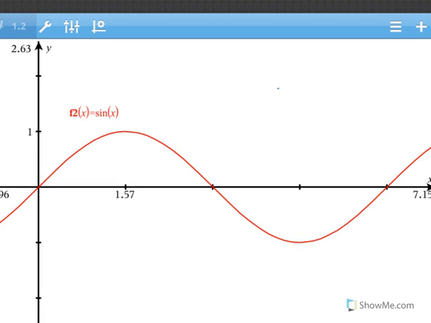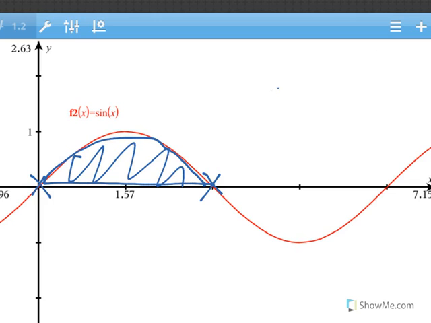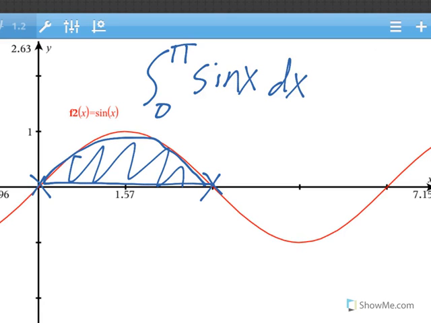Here is another example of how to find the area under a curve, sine of x. If you wanted to find the area from 0 to pi, this area in here, you would take the integral from 0 up to pi of sine of x dx. And when you plug that in, it comes out to be 2. So the area under this curve right here is 2.